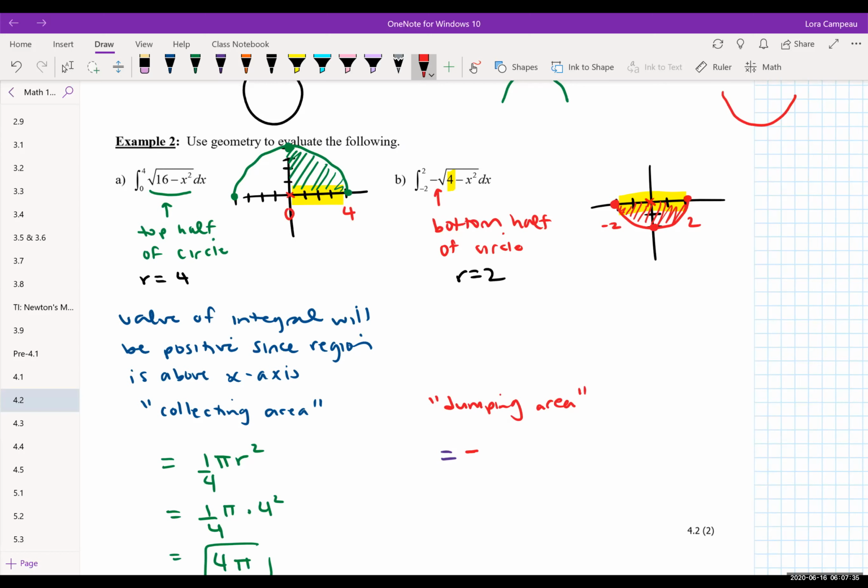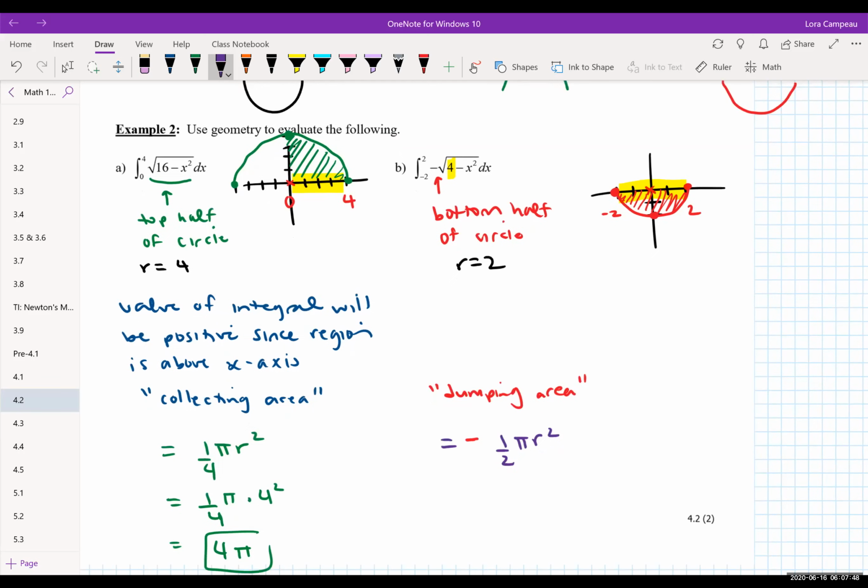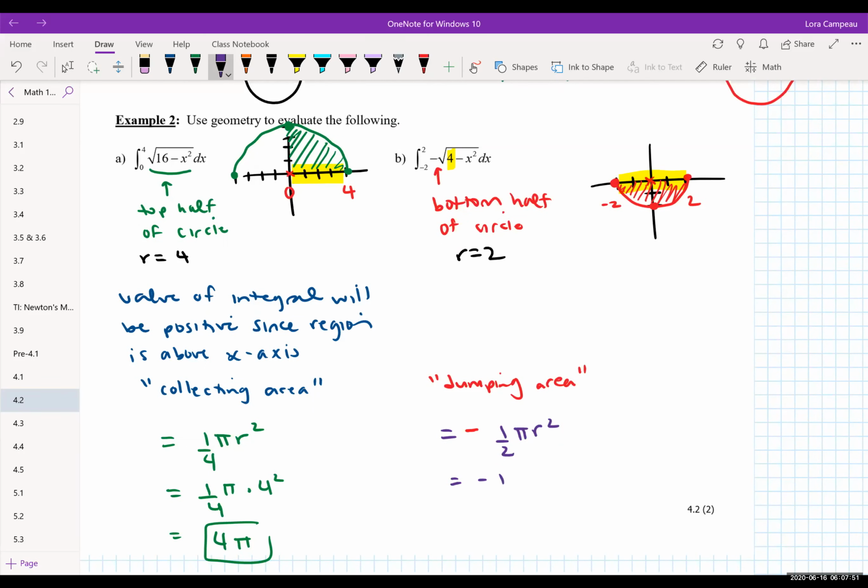But how you find the area itself is you still relate it back to the geometric figure. So the area of a circle is pi r squared, but we have to deal with the fact that it's half of a circle. So that's where the half comes in. And so we just have to understand that r in our case was 2. So 1/2 of 4 gives us 2 pi, but don't forget it's negative in terms of the fact that we are dealing with the integral. We're dumping the area out.